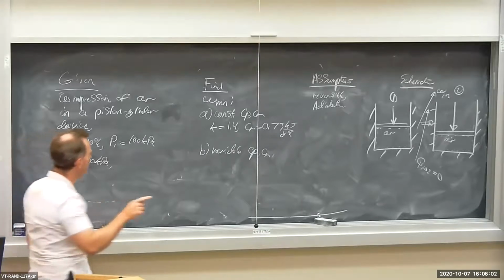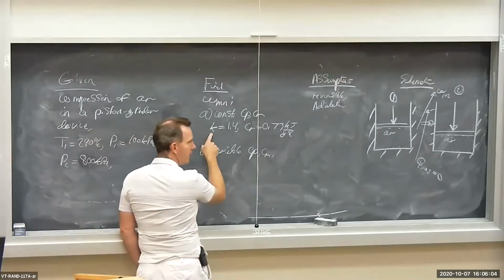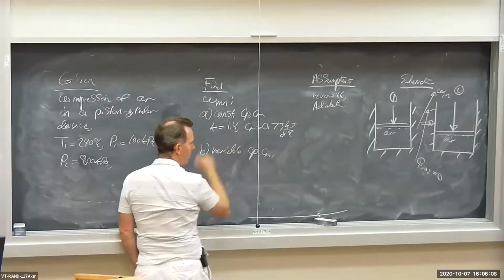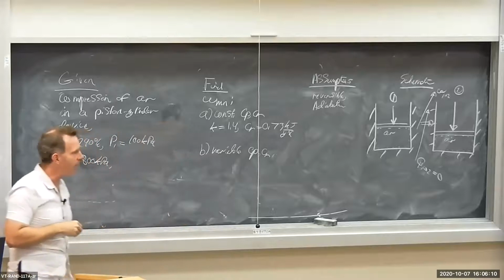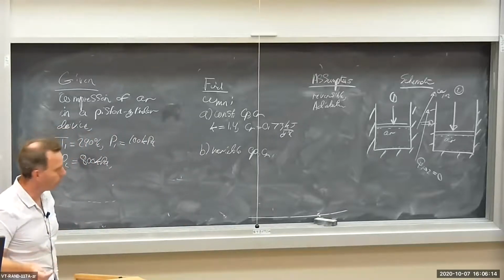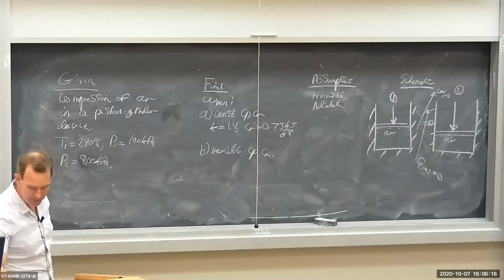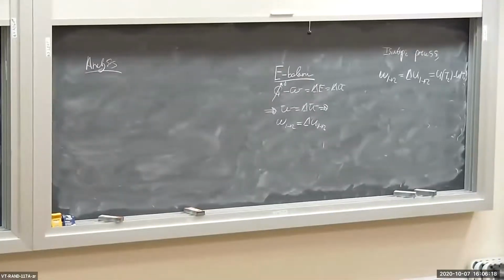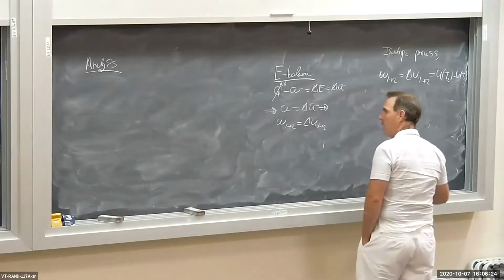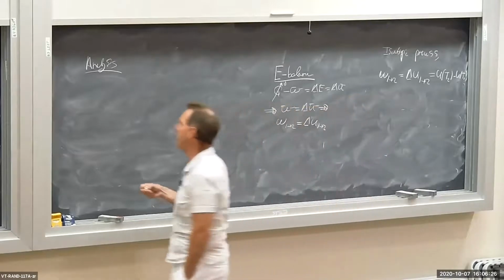Now, note, I do provide K, which is CP over CV, 1.4, and I provide a CV value for you to evaluate the specific heat, 0.73. Okay. So you're actually given specific heat at constant volume, and you're given a K to use for the constant specific heat calculation. So let's do part A.